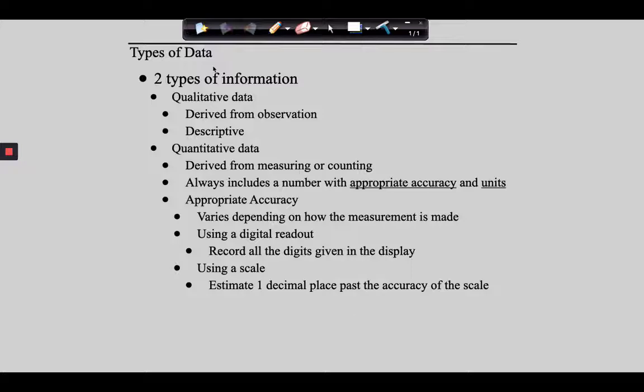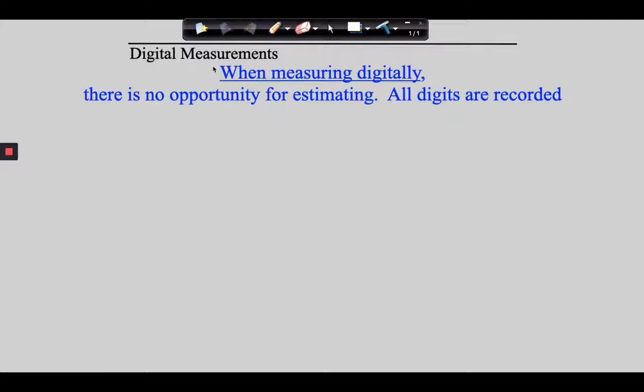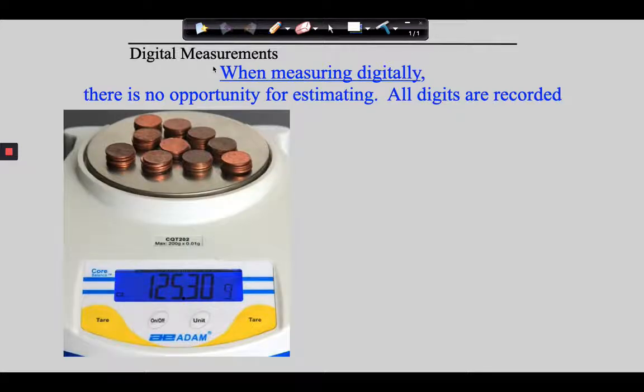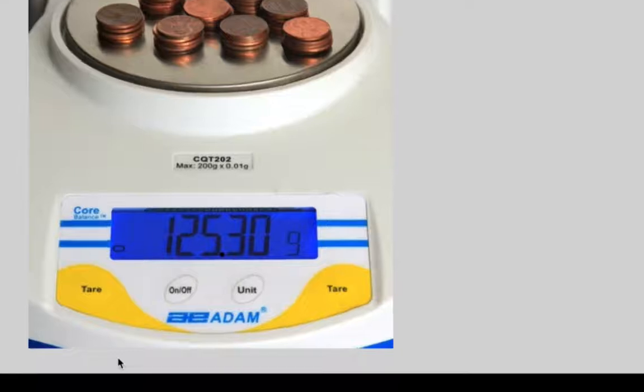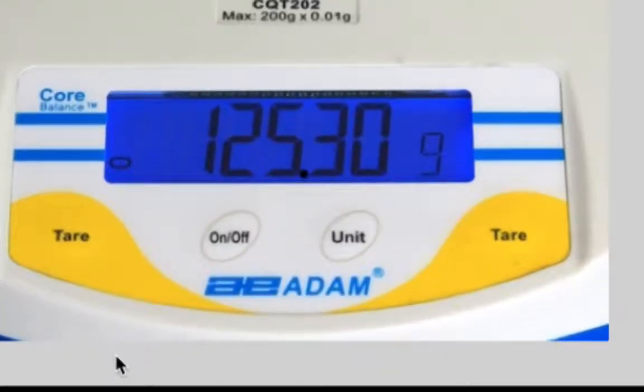You caught up? Okay. So guys, let's talk about digital scales first. This is as easy as it possibly can get. So you walk into lab and you are going to be making some digital measurements. Now guys, here's the deal. In digital measurements, you can't estimate, so you just write stuff down. You put some objects on a balance, and this might be a little bit hard to read. You wait for the display to stabilize, and you've got a reading that says 125.30, and then the units off to the side, which are grams. And all you got to do is write it down.